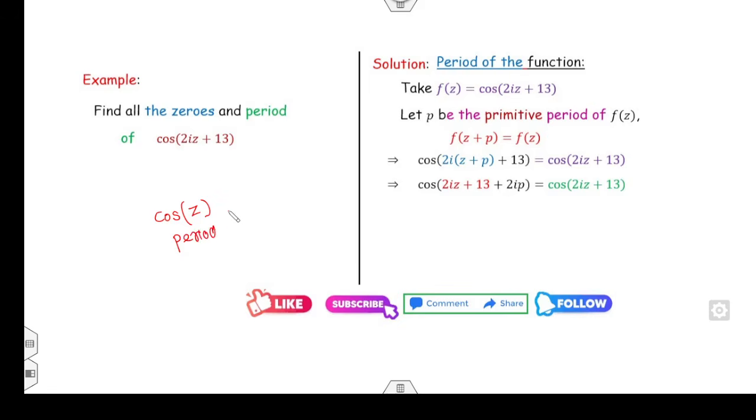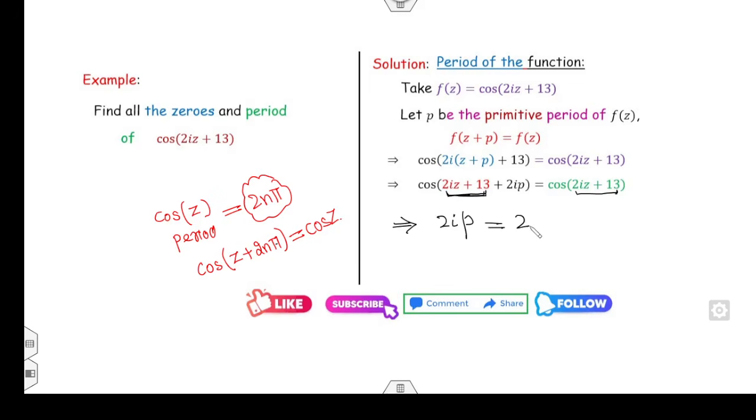What is the period of cos z? We have defined it as 2nπ. What is the meaning of the period 2nπ? That means cos(z + 2nπ) is equal to cos z. Now look at the same. If you consider this number as my z, and this number as my z, and you compare them, what will happen? 2ιp must be equal to 2nπ.